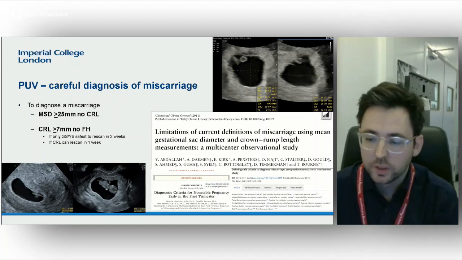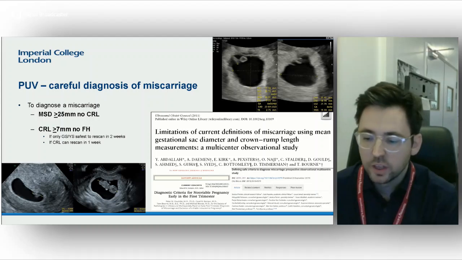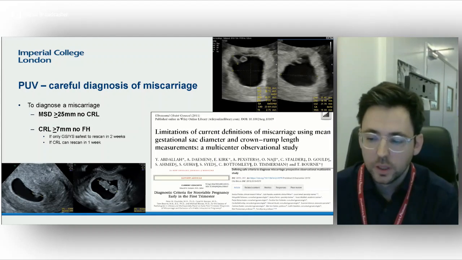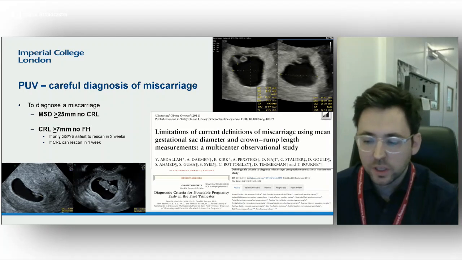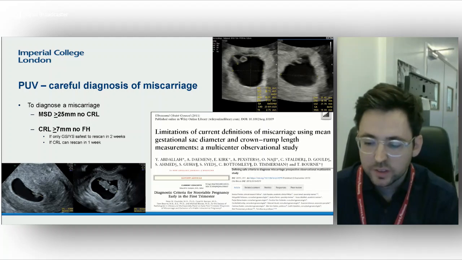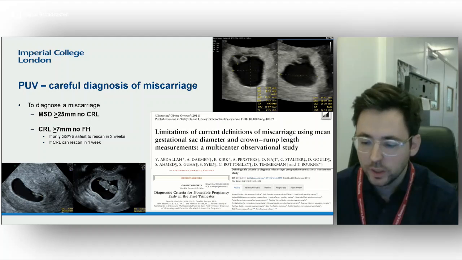It's very important that we take 3 measurements of the gestational sac, both in the transverse and longitudinal views, to gain a mean gestational sac diameter. It's important not to take the longest measurement in isolation to diagnose miscarriage. If a gestational sac is visible only and its mean measurement is less than 25, then it should be measured in 2 weeks. If a CRL is present without a heartbeat and is less than 7 millimeters, again, there should be another scan in 1 week.